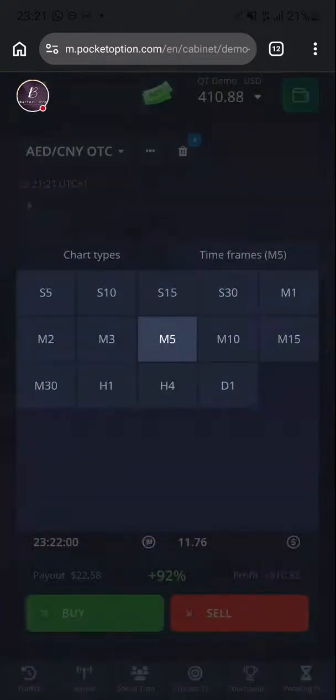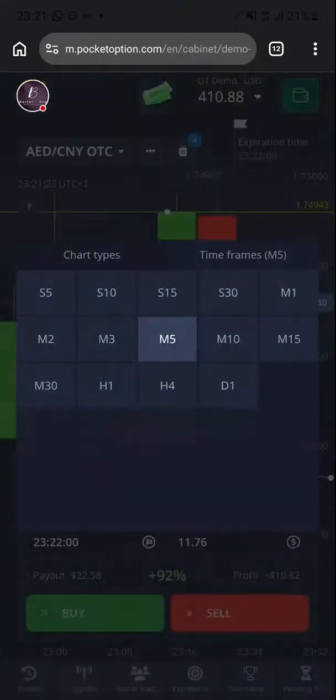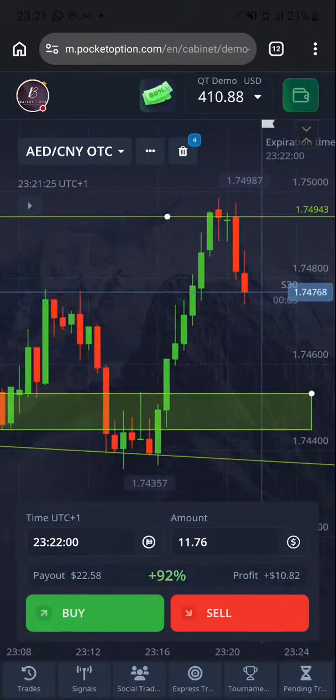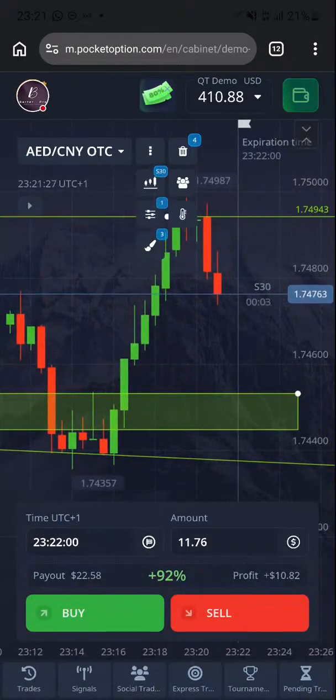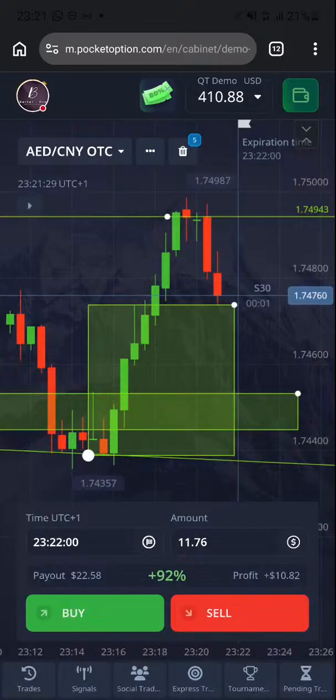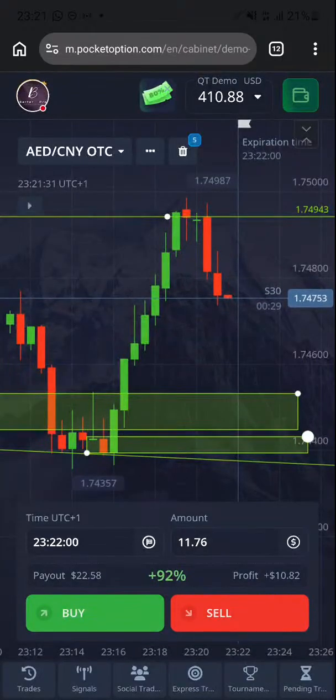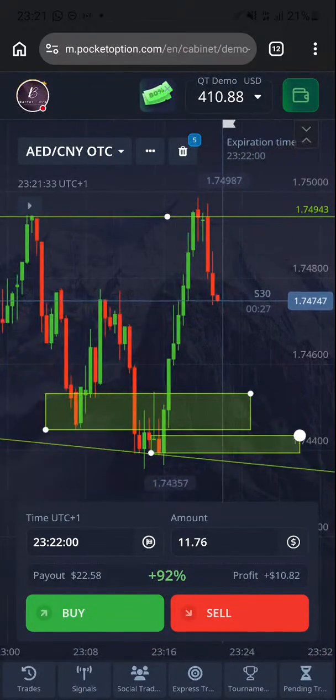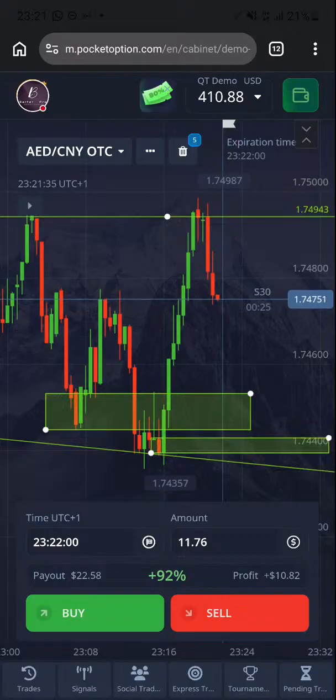Now we have an engulf. Let me just check M5 for the fun of it. We have two engulfs in two time frames. So that tells you that this QM is valid.